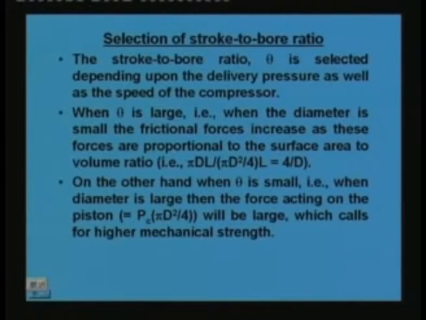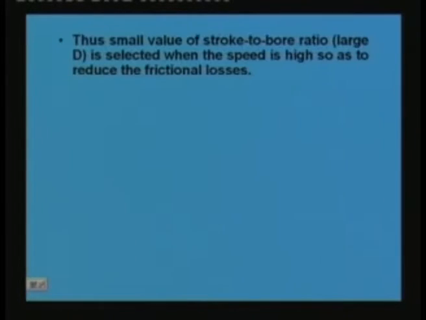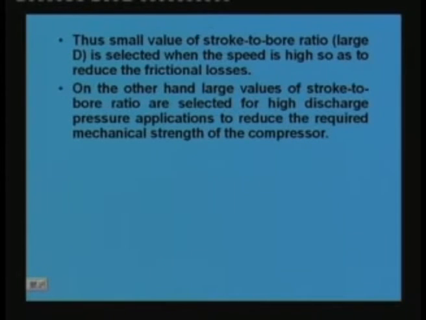So these are the two limits. Small theta means higher frictional losses and large theta means higher mechanical strength requirement. As a result, we normally find that a small value of stroke to bore ratio, that means large D, is selected when the speed is high, so that we can reduce the frictional losses. On the other hand, large values of stroke to bore ratio, that means small diameter, are selected when high discharge pressure applications are encountered. So for high discharge pressure applications you go for small diameter, and for high speed applications you go for large diameter.